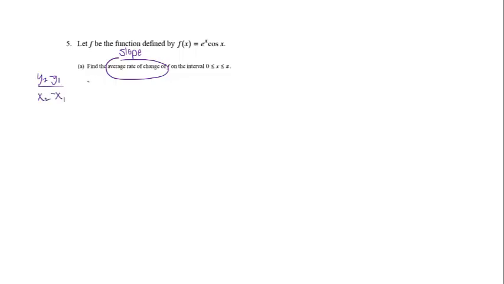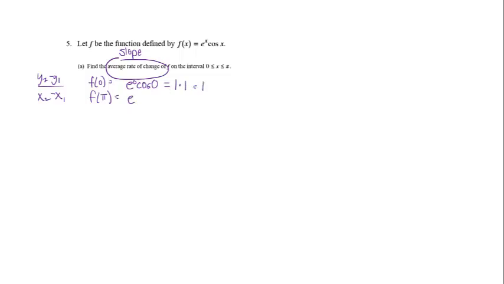In order to find the slope, we are going to need to find y2 and y1. So we're going to need to find f of 0, and we're going to need to find f of pi. So to find f of 0, we will plug 0 in. So we'll get e to the 0 cosine 0. E to the 0 is 1. Cosine of 0 is also 1. So f of 0 is equal to 1.